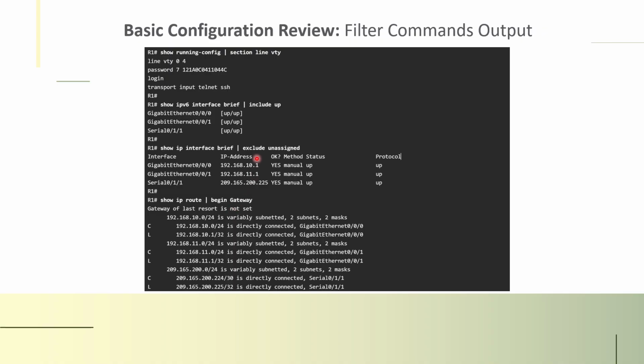So we are including only those IP interfaces that are configured, so interfaces with an IP address, and they are functioning up. And with begin, we display all the output lines from a certain point, starting with a line that matches the filtering expression. Here, for example, we are showing ip route that begins with gateway. So here in this example, we demonstrate some of the filtering parameters.